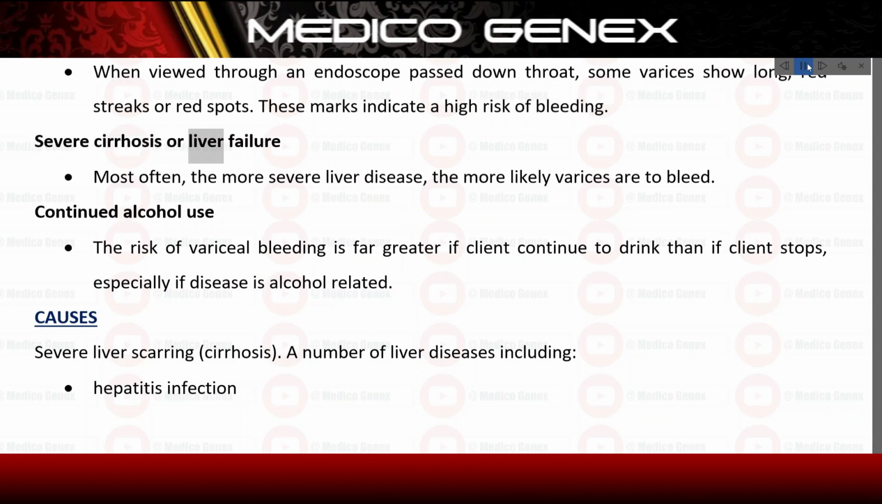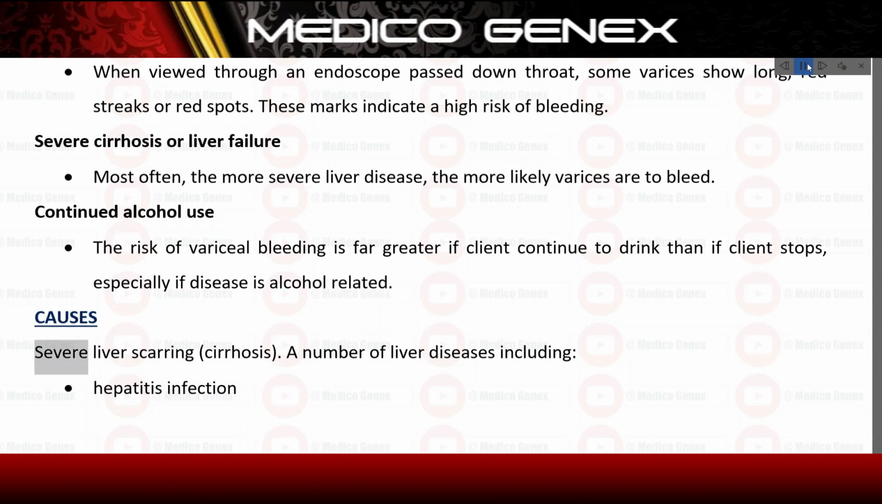Severe cirrhosis or liver failure. Most often, the more severe the liver disease, the more likely varices are to bleed. Continued alcohol use: the risk of variceal bleeding is far greater if the client continues to drink than if the client stops, especially if the disease is alcohol-related.